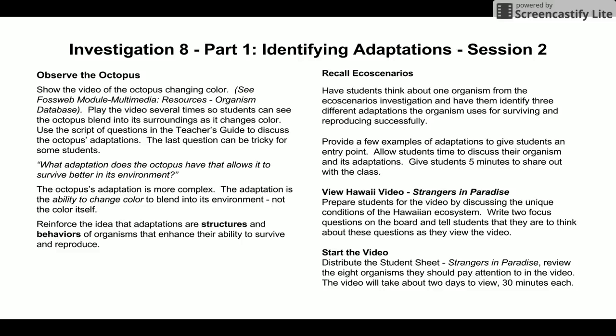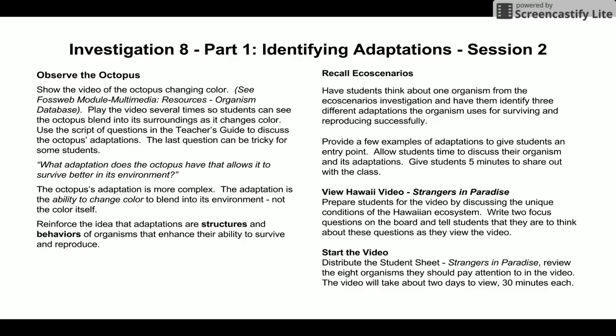Investigation 8, Part 1, Identifying Adaptations, Session 2. Show students a video of an octopus changing colors. Play the video several times so students can see the octopus blend into its surroundings as it changes color. Use descriptive questions in the teacher's guide to discuss the octopus's adaptations, focusing on the last question as it can be tricky for some students.